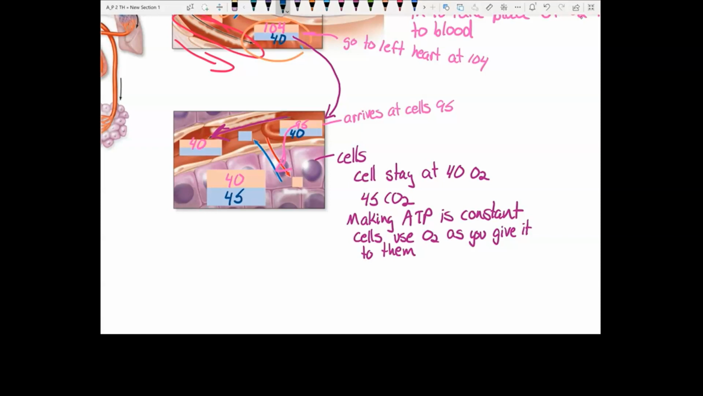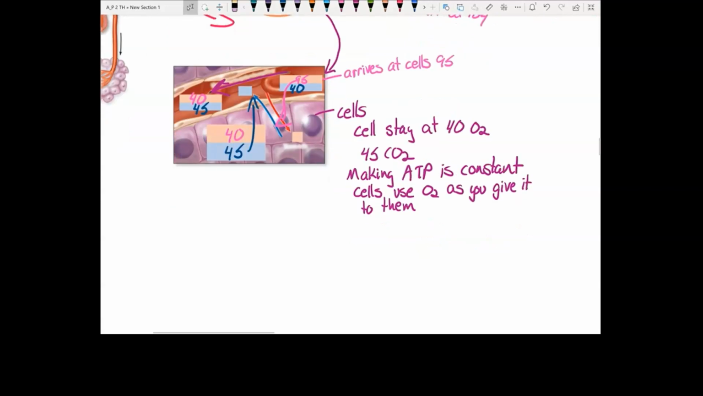The carbon dioxide is going to move into the blood because it's going to diffuse high to low. But we're going to equal out at 45. That's because cells make carbon dioxide at the same rate you remove it.